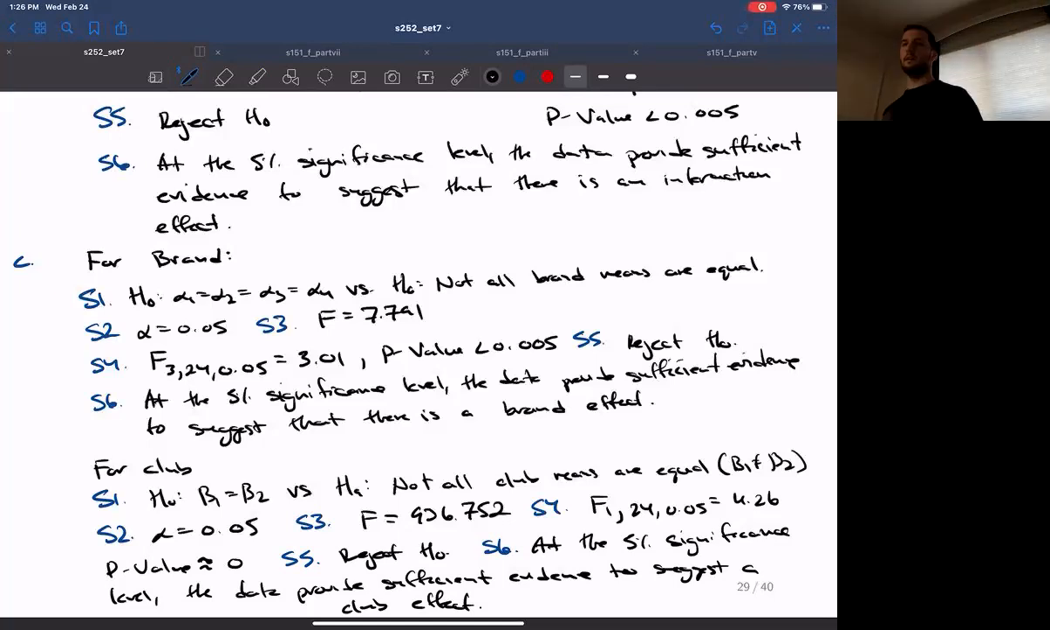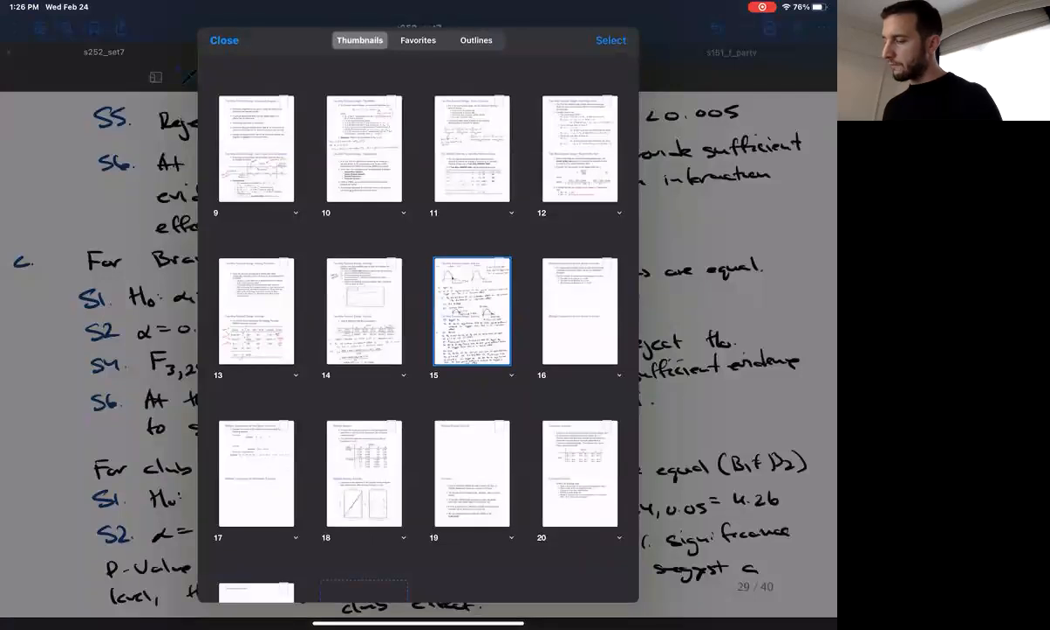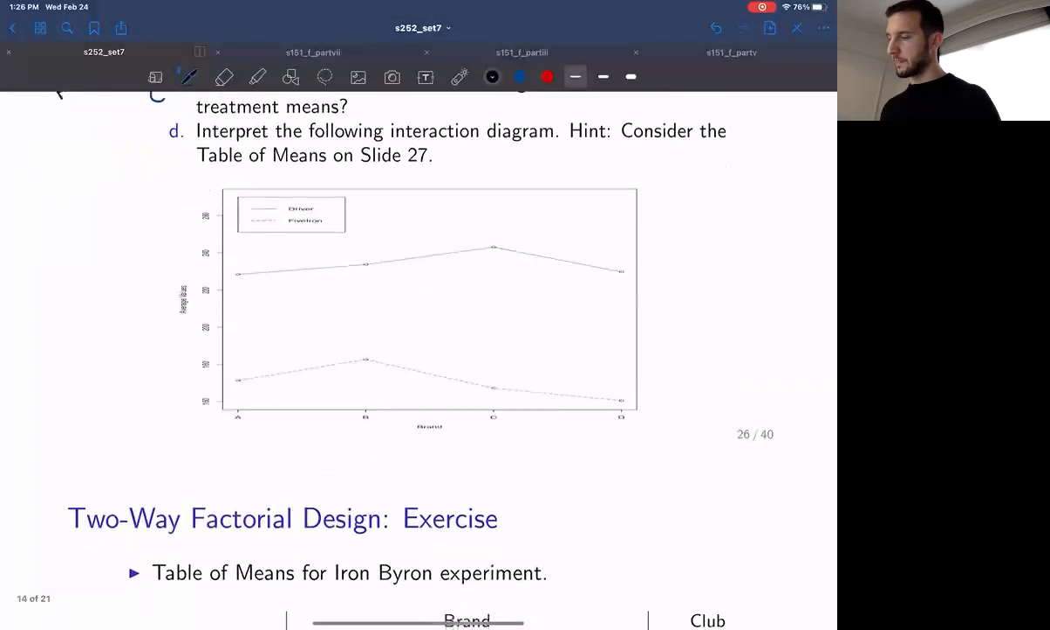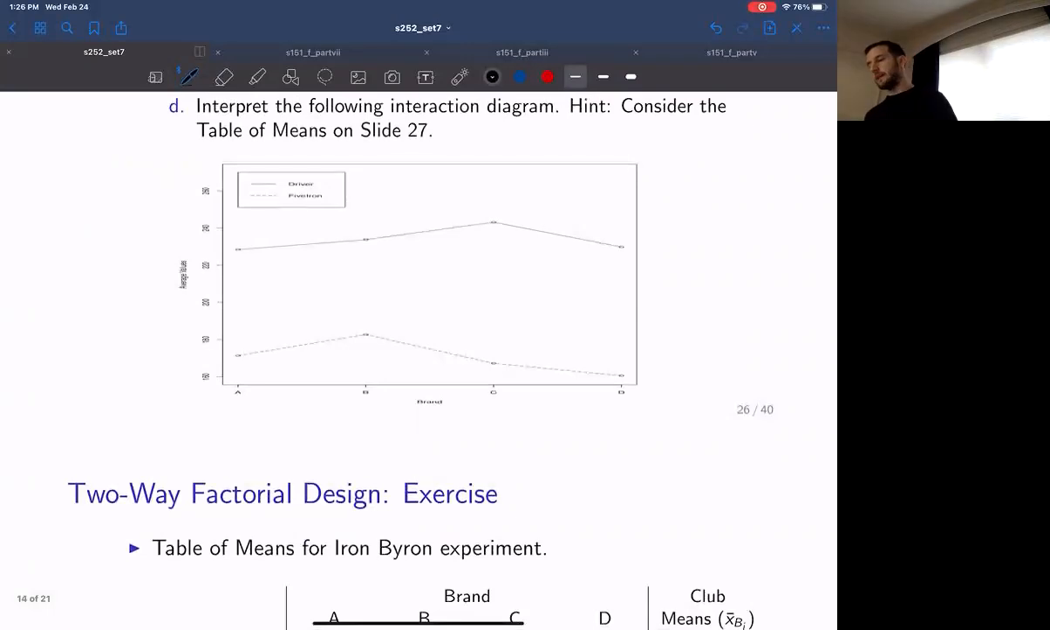Okay, so the last thing that we're going to do is talk about interpretation of the interaction diagram for this particular experiment. Now, this is an interesting exercise, I think, because the interaction diagram here isn't quite as simple as what we saw in the earlier examples. So we have 4 levels for golf ball brand and 2 levels for club type. We can still compare the diagram in a very similar way to what we saw before.